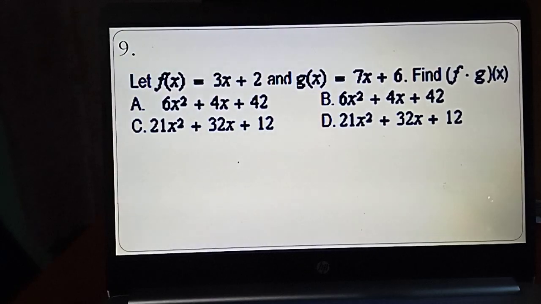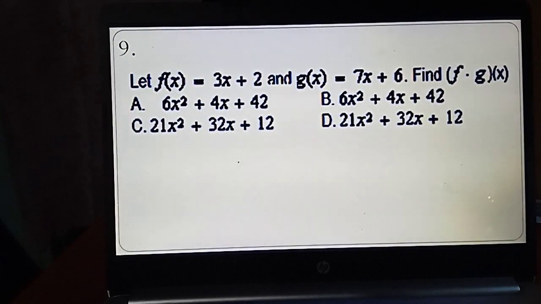Let's go to number 9. Let f of x equals 3x plus 2 and g of x equals 7x plus 6. Okay. So that means we multiply f of x times g of x. So we multiply the quantity 3x plus 2 times the quantity 7x plus 6.